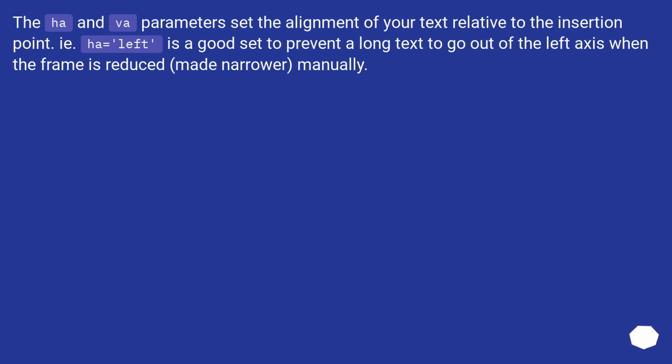The ha and va parameters set the alignment of your text relative to the insertion point. ha equals left is a good setting to prevent a long text from going out of the left axis when the frame is reduced, made narrower, manually.